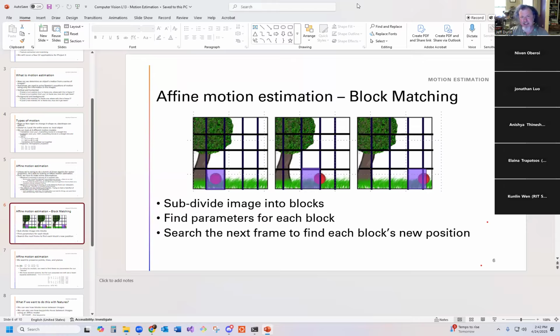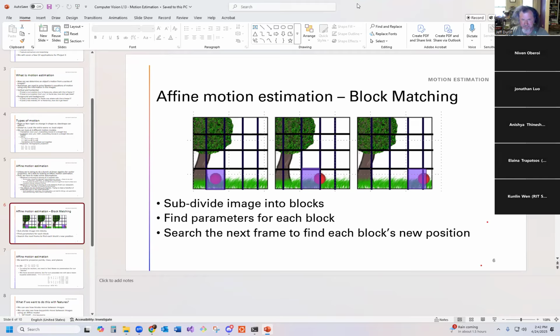And the way we do it is we take our block in the first frame and we figure out how it's moving with our 6-parameter model. And then we move on to the next frame and we compare frame 1 to every block in frame 2, find the one that matches, and then say, all right, block in frame 1 moved to this position in frame 2.